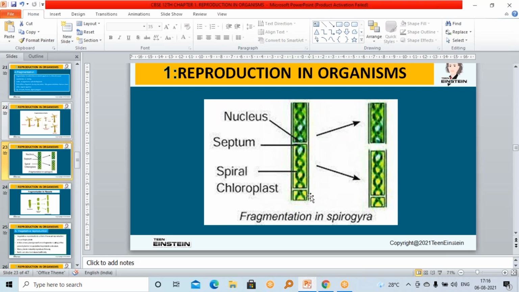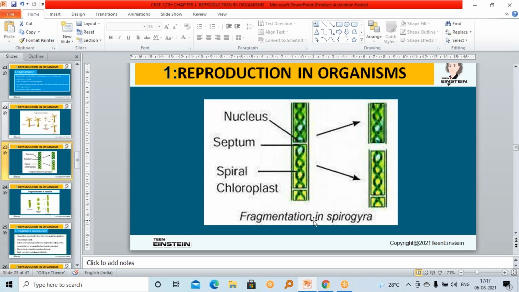Then fragmentation in Spirogyra. You can see here the Spirogyra. In the picture you can see the nucleus. Here this is the nucleus. Then the septum, the separating septum, and the spiral chloroplast. In the 11th standard chapter we have learned about spiral chloroplast. Chloroplast is in spiral shape in Spirogyra. It's an important MCQ for NEET. Spirogyra is having spiral chloroplast. So the nucleus you can see, septum and spiral chloroplast are present.